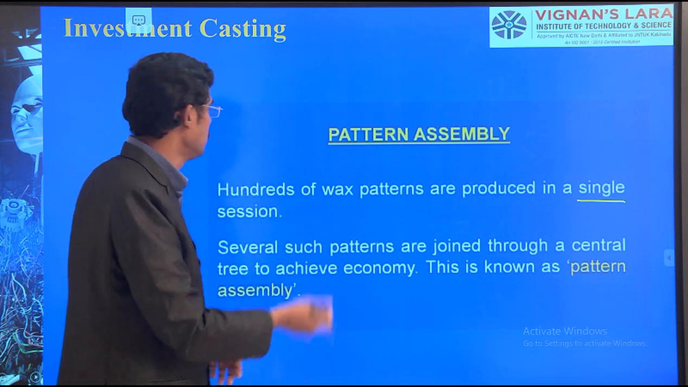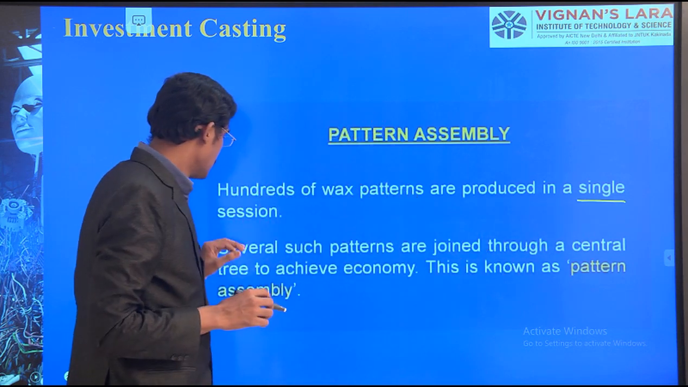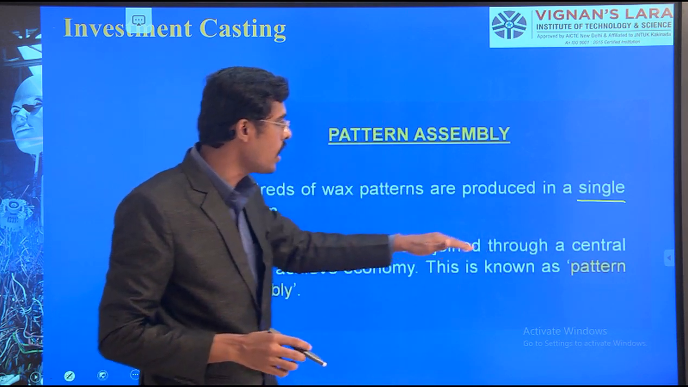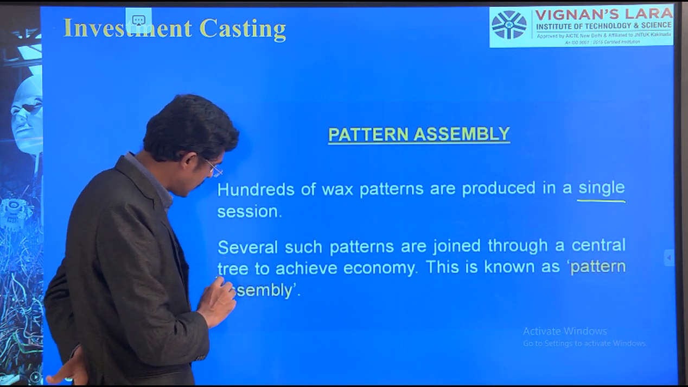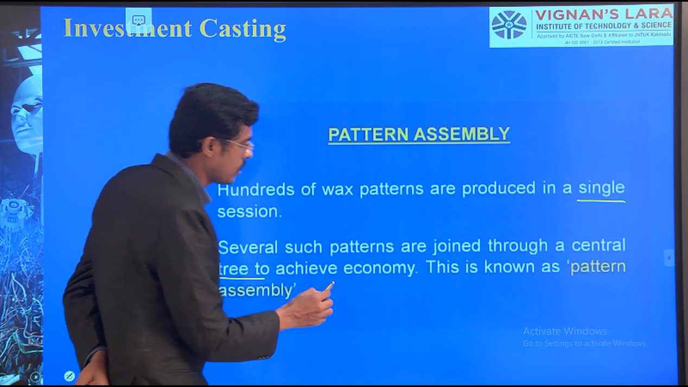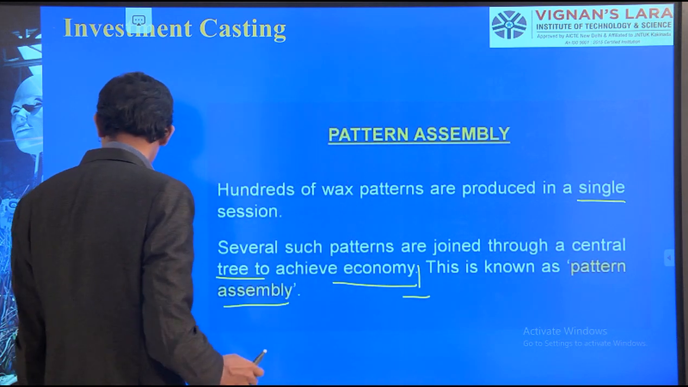Likewise, here also hundreds of wax patterns are produced in a single session. Several such patterns are joined together in a central tree. They call it a central tree here, to achieve economy. It's known as pattern assembly. How are we doing it now?